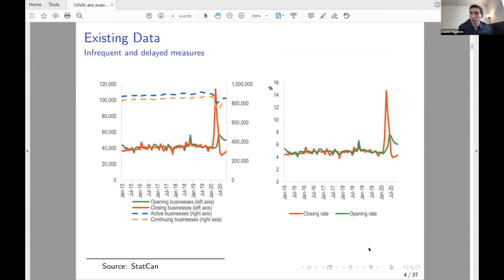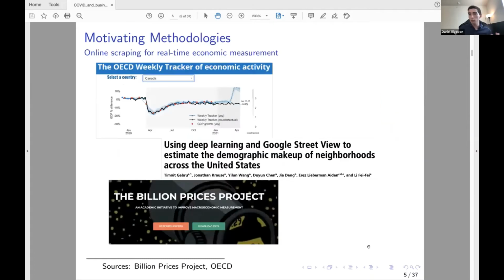Our idea in this project is not really new. It's been common in recent years to try to use online web scraping methods for real-time economic measurement. The OECD group mentioned this one project, which is the weekly tracker, in which they use the Google search data on different frequencies of terms to determine a real-time measure of GDP in a particular country. And this works very well. So this gives you an idea of how GDP changes between official announcements.